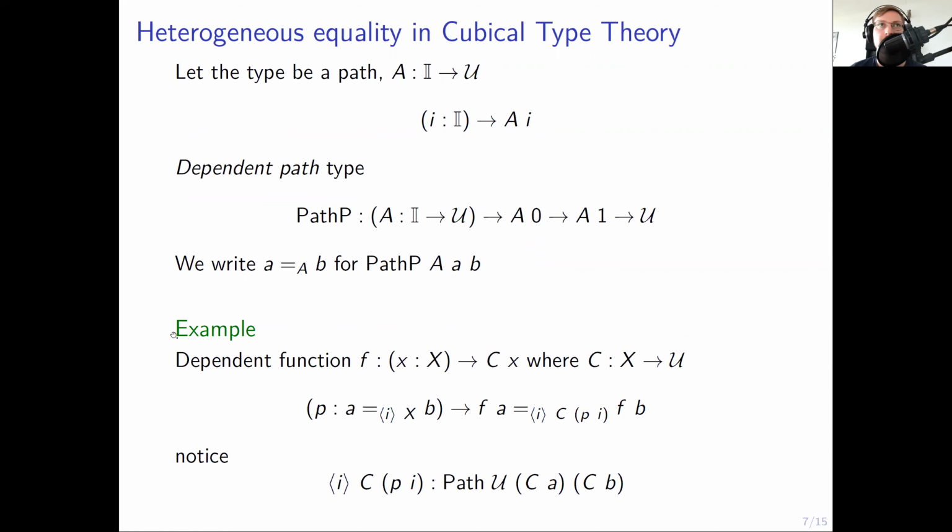Just to show you an example of functions respecting equality for dependent functions, we can here state a path between the types as this path abstraction.